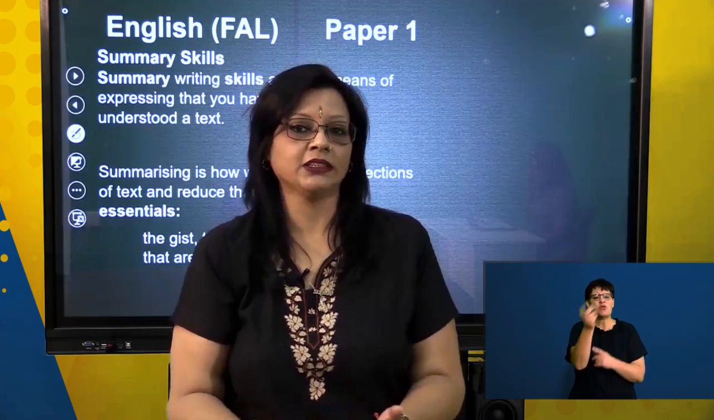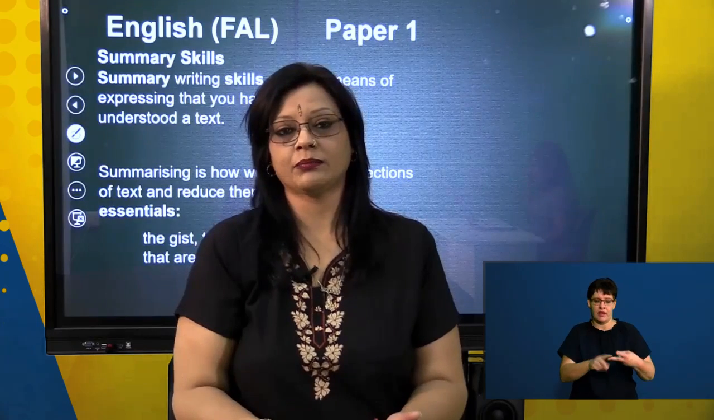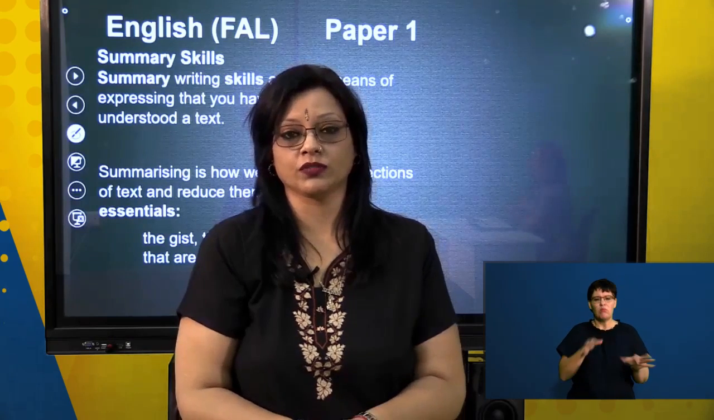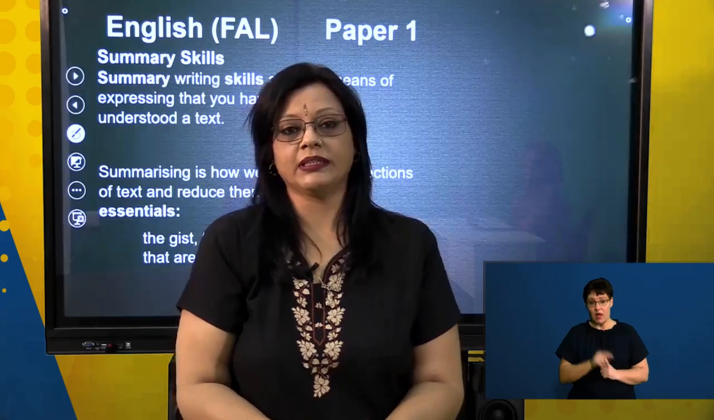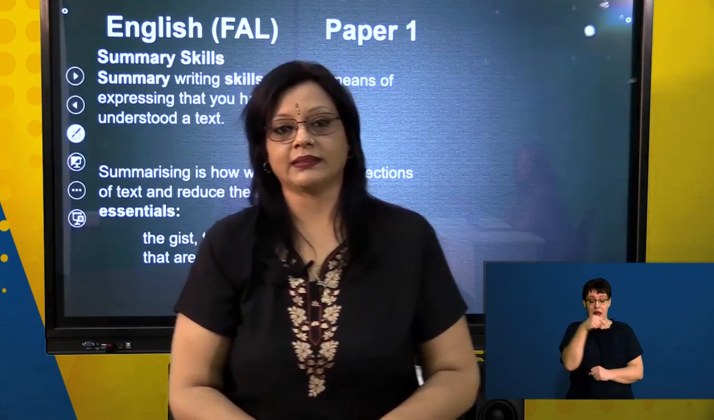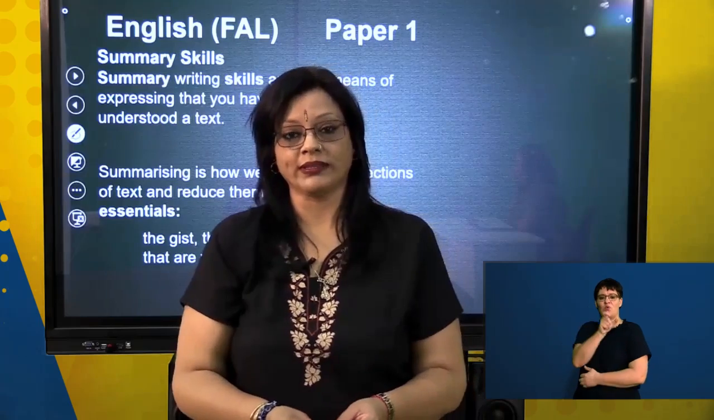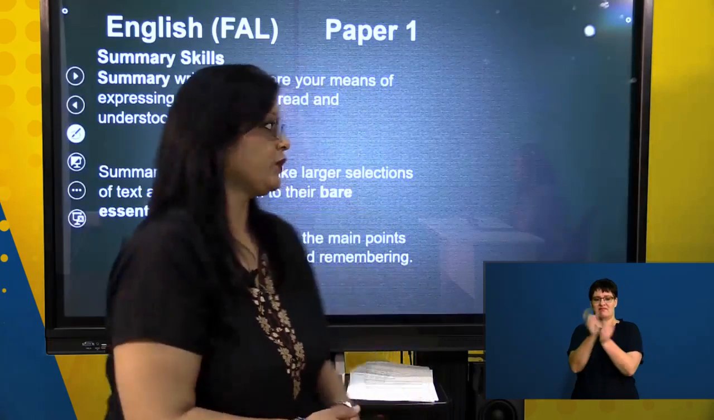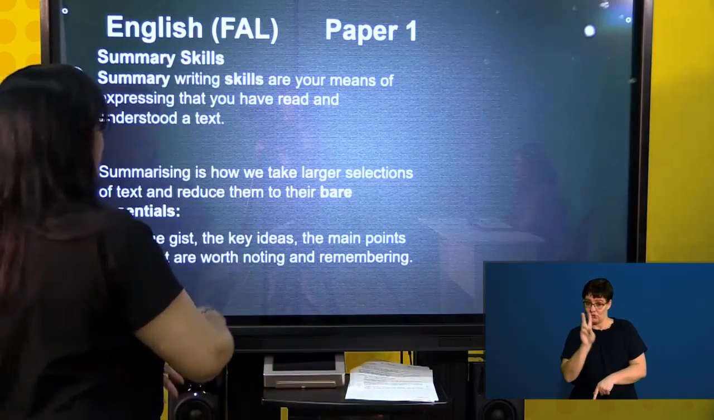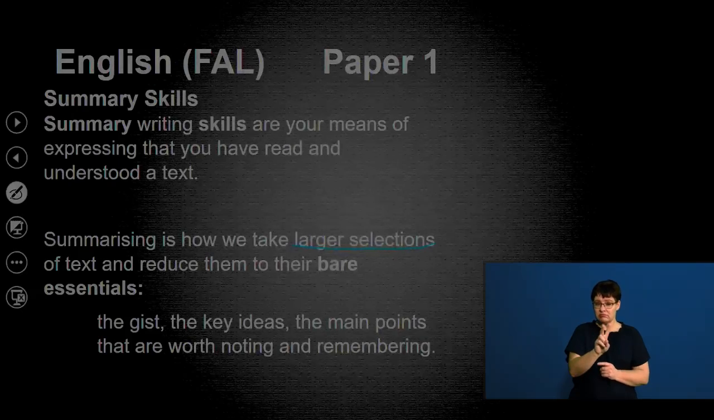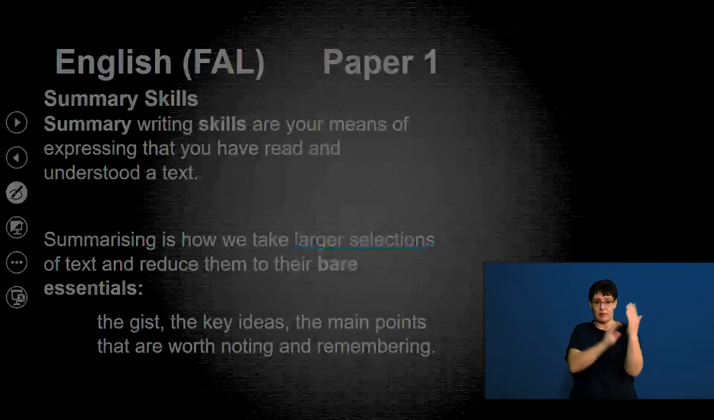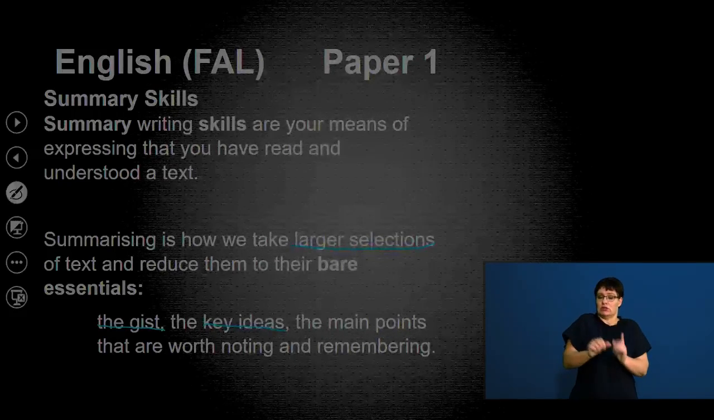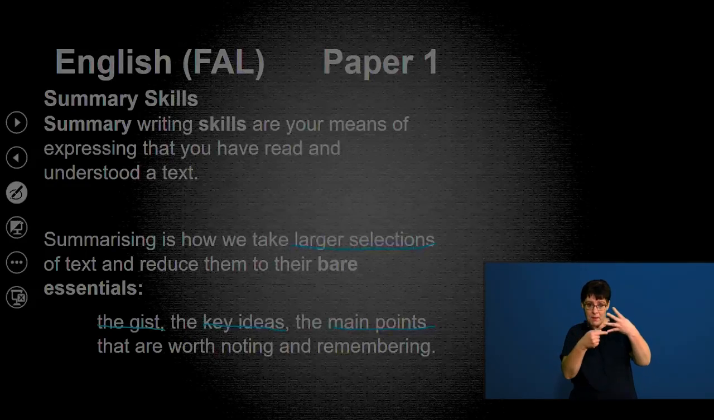It has information in it relating to some sort of activity. It could be dieting tips. It could be how to eat a proper meal, how to sleep properly. It depends on what the focus of the text is. And basically, with a summary, we need to ensure that we are able to take out the key points that we need. So today we're going to talk about the summary, and we're going to look at what we need for the summary. We need to take the larger sections of the text and reduce them to bare essentials. Basically, we're looking for the gist, the key ideas, and the main points that are worth noting and remembering as a response.